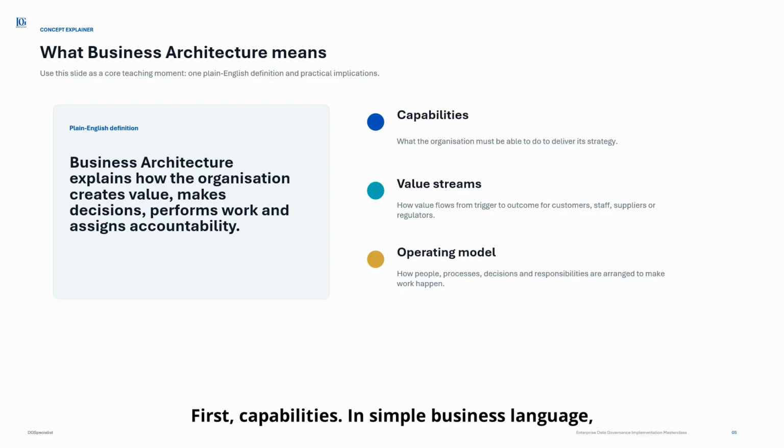First, capabilities. In simple business language, this is what the organization must be able to do to deliver its strategy. Second, value streams. This describes how value flows from a trigger to an outcome for customers, staff, suppliers, or regulators. Third, the operating model. This details how people, processes, decisions, and responsibilities are arranged to make the work happen.